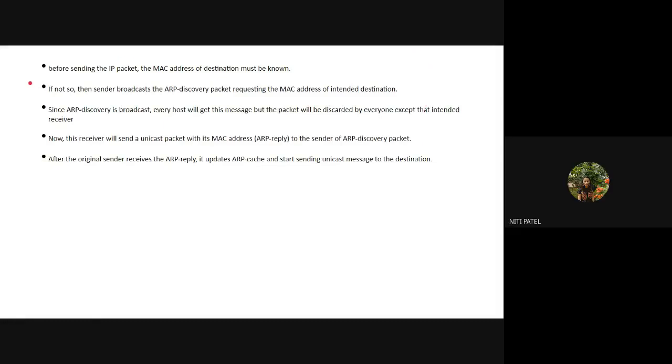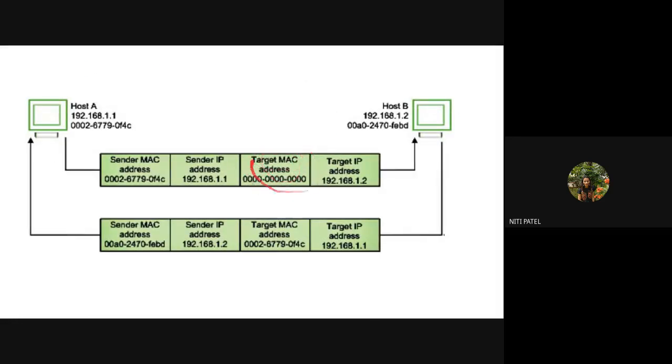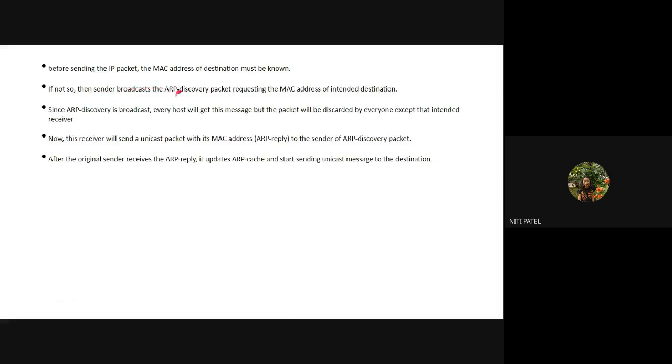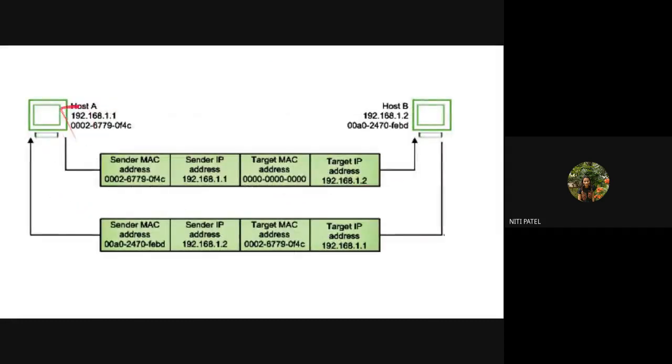So before sending the IP packet, the MAC address of the destination must be known. We did not know at first what the target's or destination's MAC address was. Now with the help of this protocol, we become aware of the MAC address. If you do not know it, the sender will broadcast this ARP discovery packet requesting the MAC address of the destination machine. So what has the sender done? The sender has made a packet like this and broadcasted it to host B.